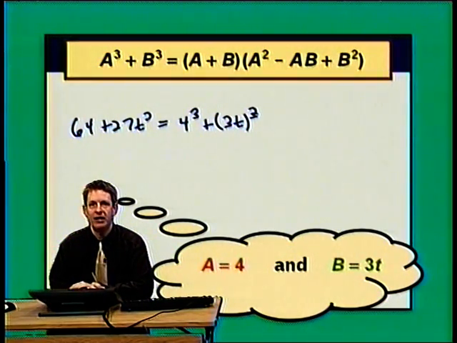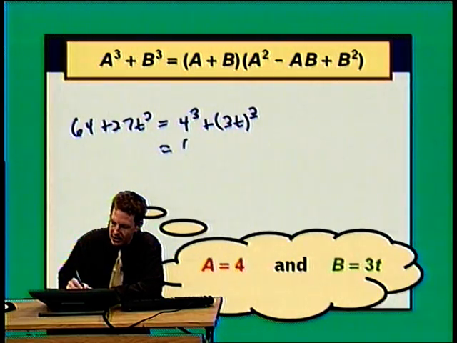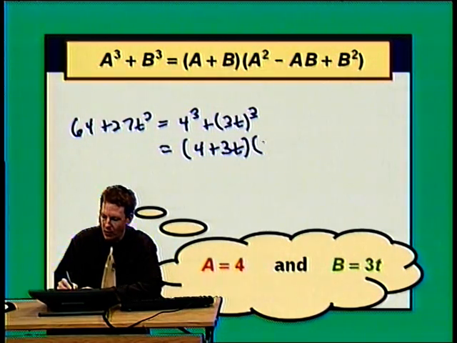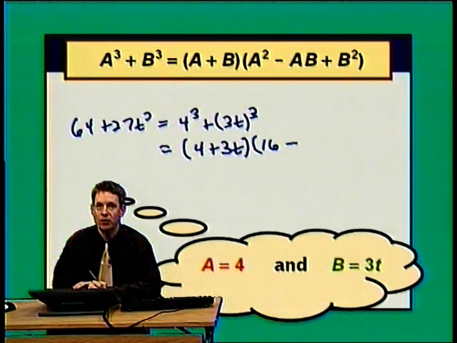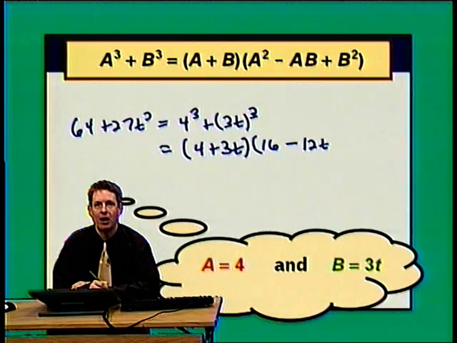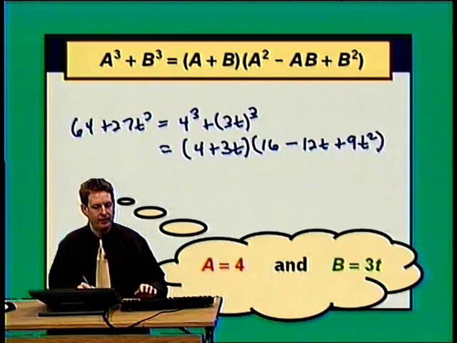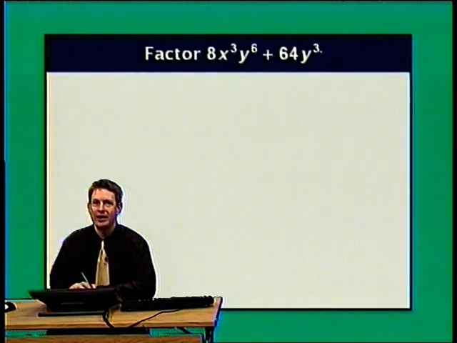Let's go ahead and recall our factorization formula. A cubed plus b cubed equals a plus b times a squared minus ab plus b squared. So this sum of cubes is going to factor into a plus b, that's 4 plus 3t, times a squared, 4 squared is 16, minus a times b, 4 times 3t is 12t, plus b squared. 3t quantity squared is 3 squared, which is 9, times t squared. And again, please check this. Let's do one last example.